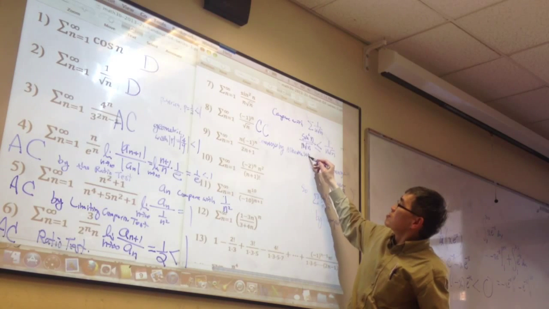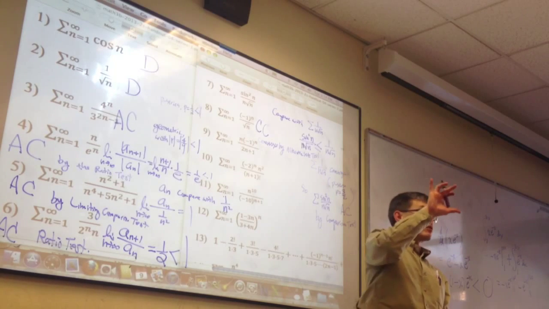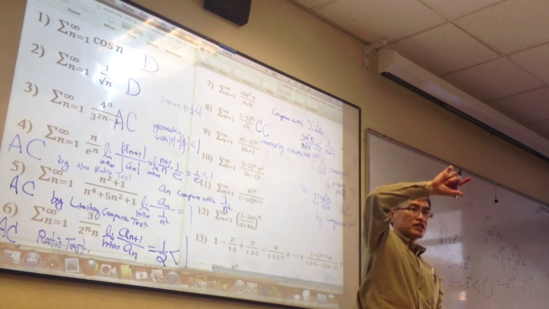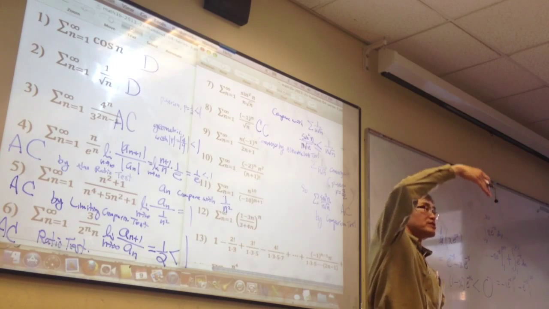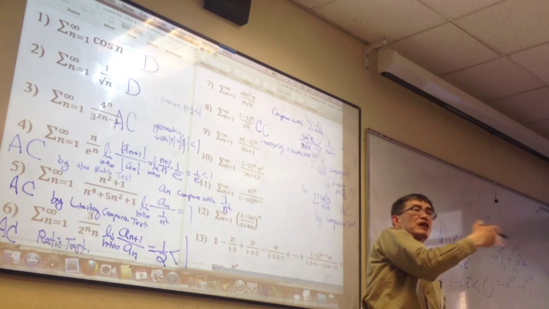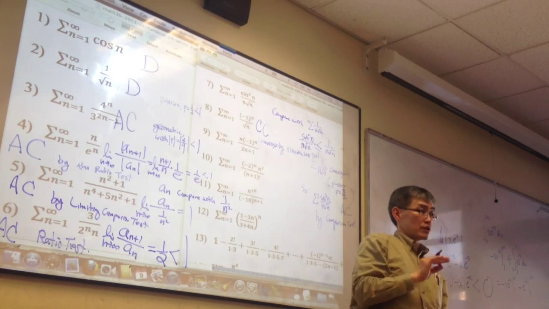series test. It's an alternating series whose absolute part is positive, of course, and it's what? Decreasing, convergent to 0. This kind of alternating series always converges. And therefore, this series converges.